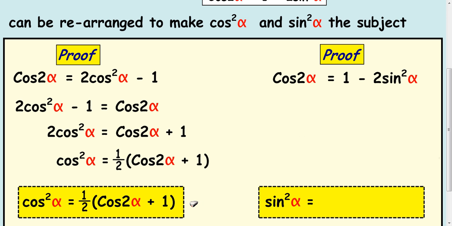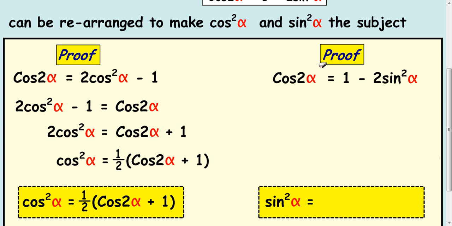And that's us successfully rearranged this formula here from the formula sheet to get cos squared alpha to be the subject. This is not given in the exam, this yellow section. So if you're ever asked for a question involving this, like in the following slides, you have to rearrange it yourself.